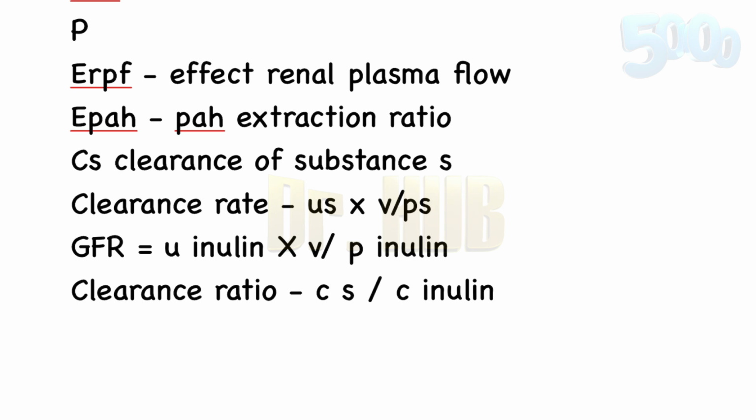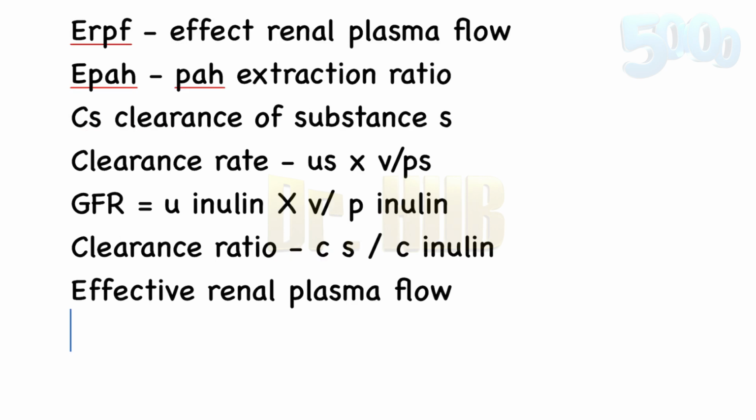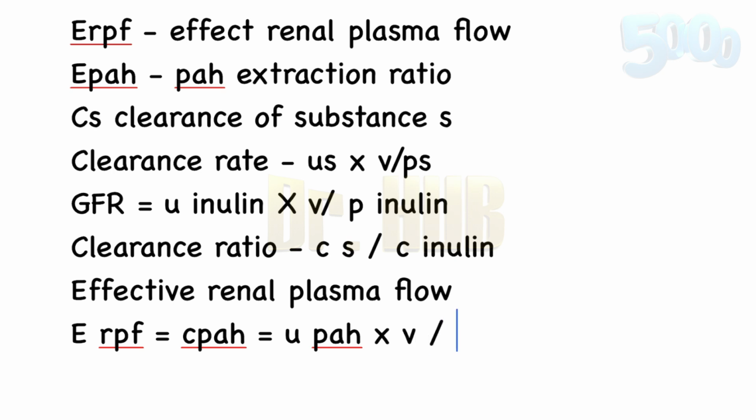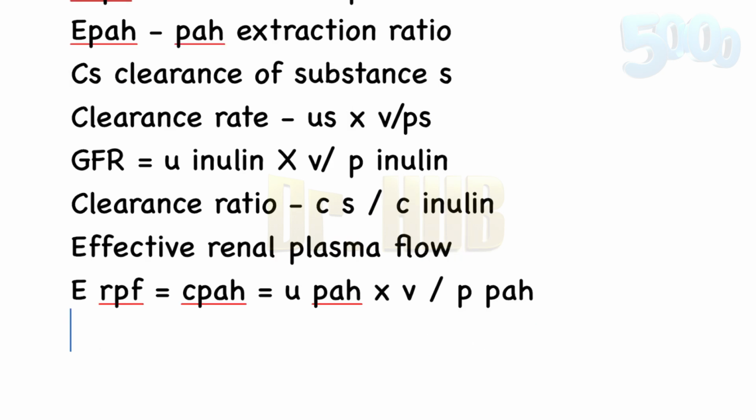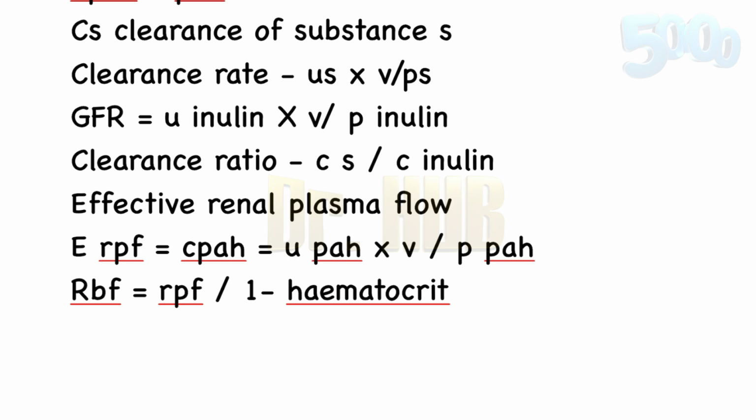Next is the effective renal plasma flow. Effective renal plasma flow, ERPF, is equal to C PAH, which is equal to the U PAH into V divided by P PAH. Next we move on to the renal blood flow. Renal blood flow is equal to RPF divided by 1 minus the hematocrit. Then looking at the excretion rate, this is equal to US into V.